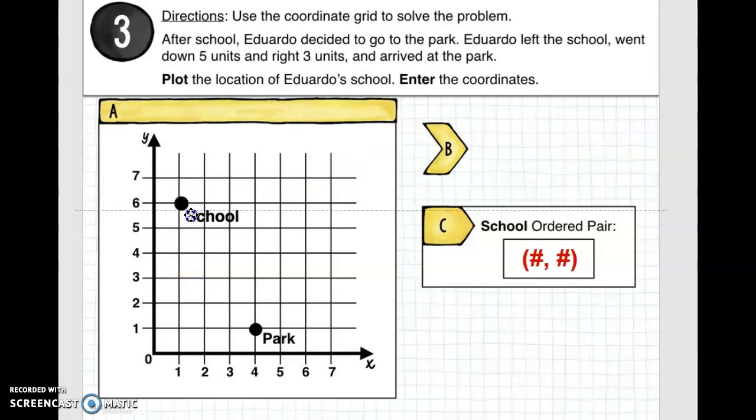Okay, so we're going to go back and do this correctly from beginning to end and see if it works out. So he left school, went down 5 and right 3. So leaving school, 1, 2, 3, 4, 5, 1, 2, 3. Yes, we put the school in the right place.